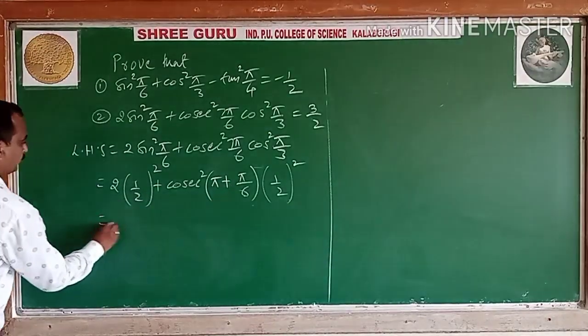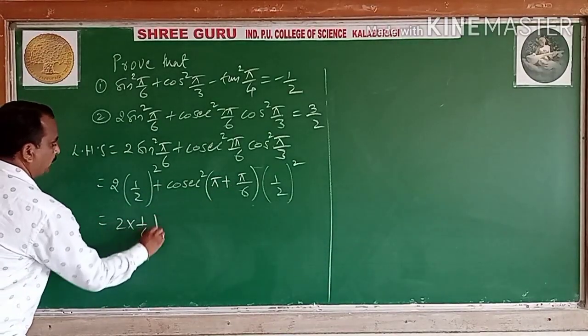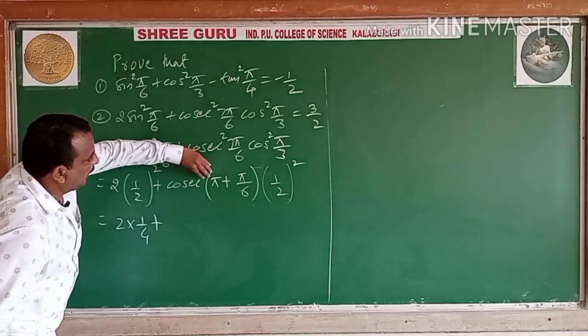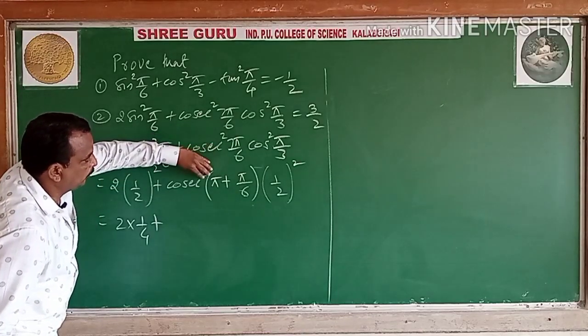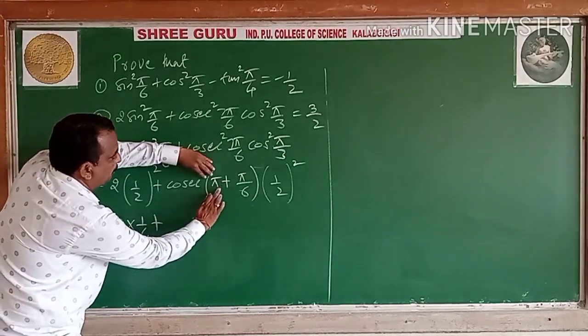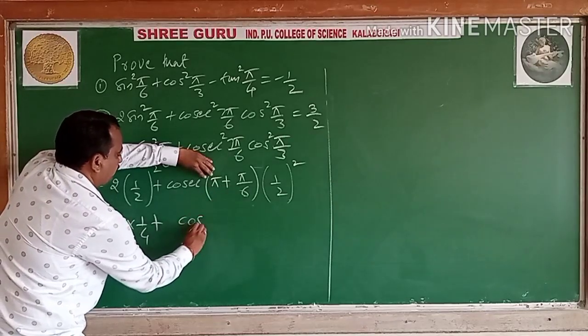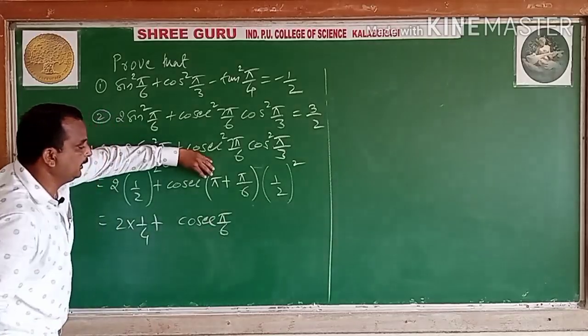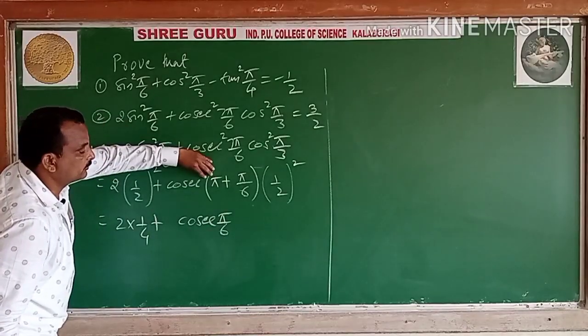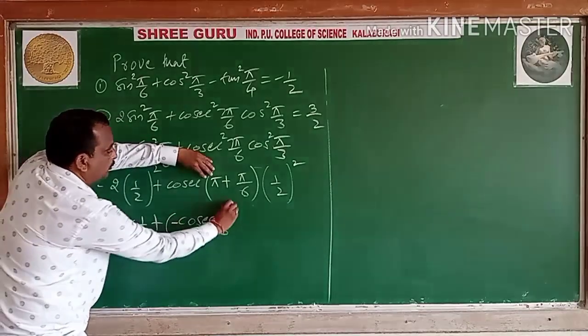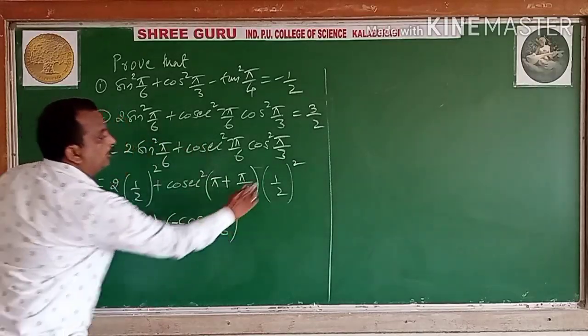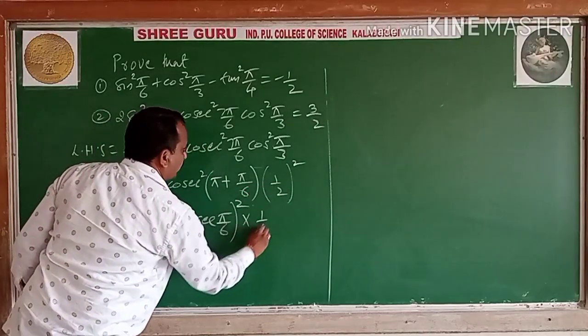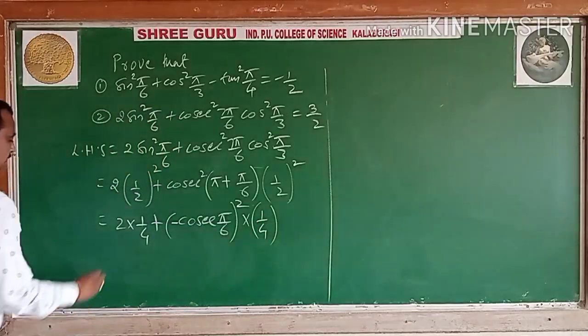So this is 2 into 1 by 4 plus, then next. Don't bother about whether it is square, cube, whatever it may be. First take cosecant of pi plus, no change, the function remains the same. Cosecant of pi by 6 is a standard angle, 30 degree. Which quadrant? Pi plus means third quadrant. In the third quadrant, cosecant is negative. Then you can take the power, whatever it may be. 1 by 2 square is 1 by 4. Then simplify, 1 gets cancelled, 1 by 2 remains here.